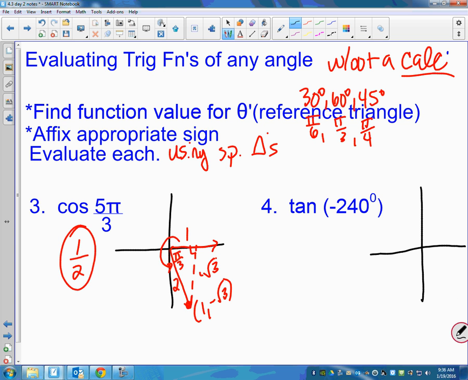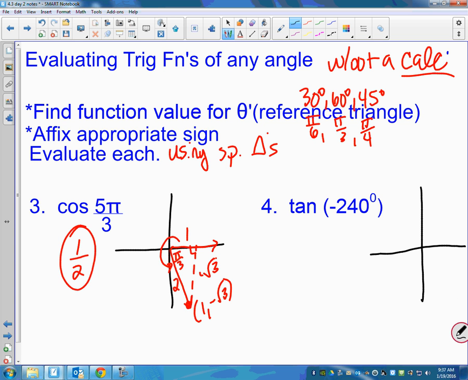I'm not a big fan of negative angles. I don't like thinking that way. Can I make this a positive angle? On the quiz, I asked you to find a coterminal angle, one positive and one negative. How do you find coterminal angles? You add 360.